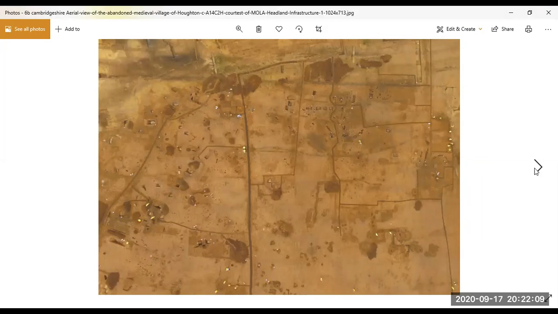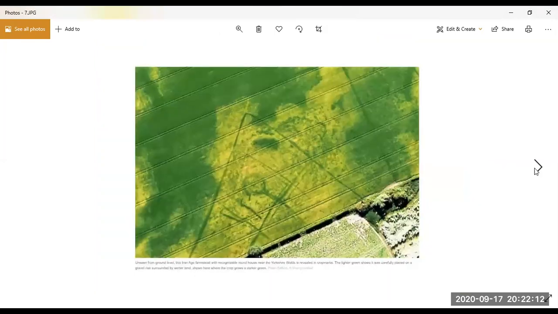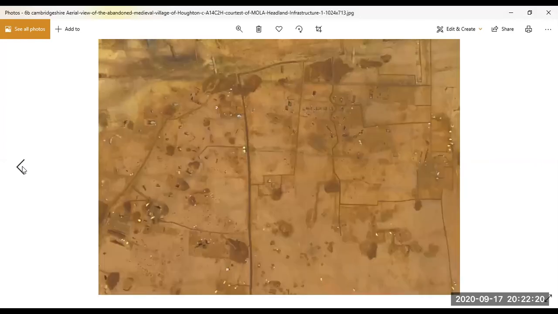So what I would like to do next is look at crop marks, but this is a rather interesting one. These are actually soil marks, but this is an aerial photo. This is cheating, actually. This is an aerial photograph of an archaeological excavation. Cambridge aerial view of the abandoned medieval village at Horton. And this is part of the infrastructure for a new road building project.